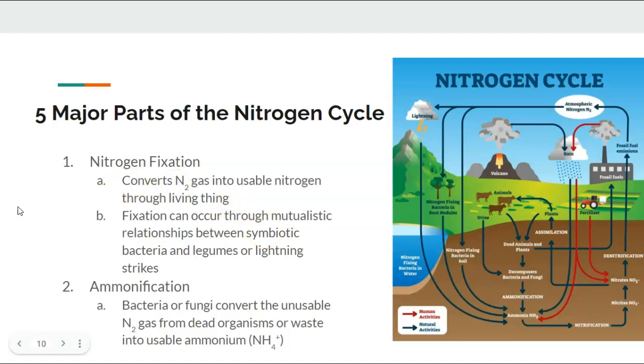The second major part is ammonification. This is when bacteria or fungi convert unusable nitrogen from dead organisms, right? We see this here as animals die, the bacteria and fungi go through ammonification and produce ammonia and ammonium. Okay, so this is another way to get a usable form of nitrogen. Ammonia is a usable form of nitrogen.